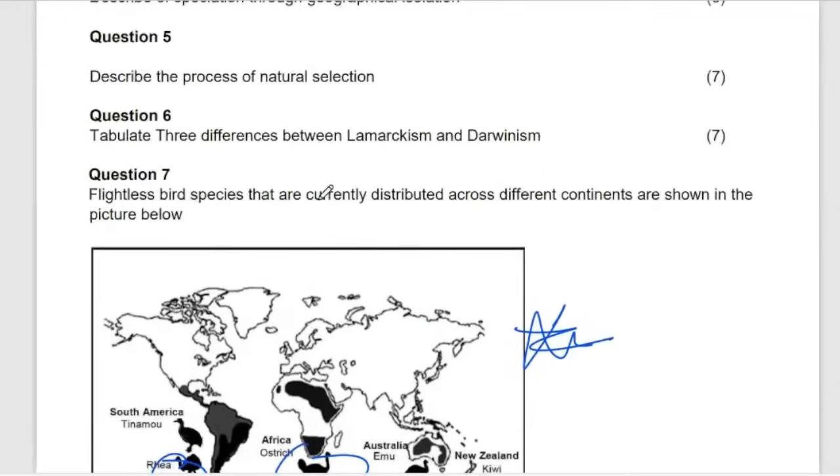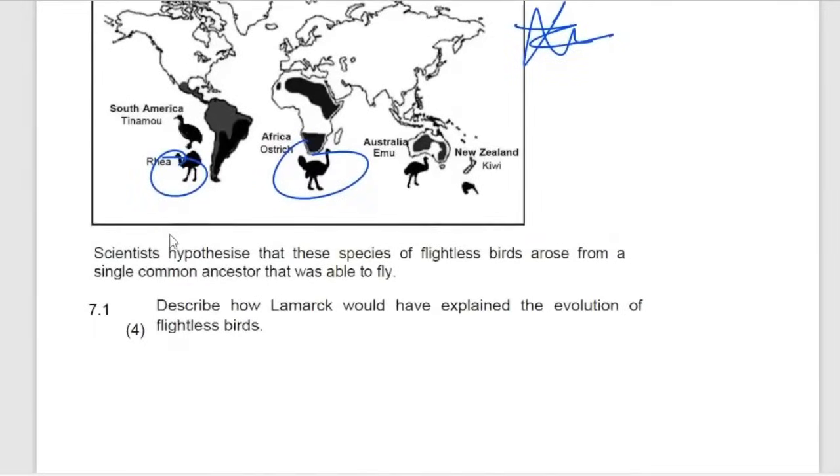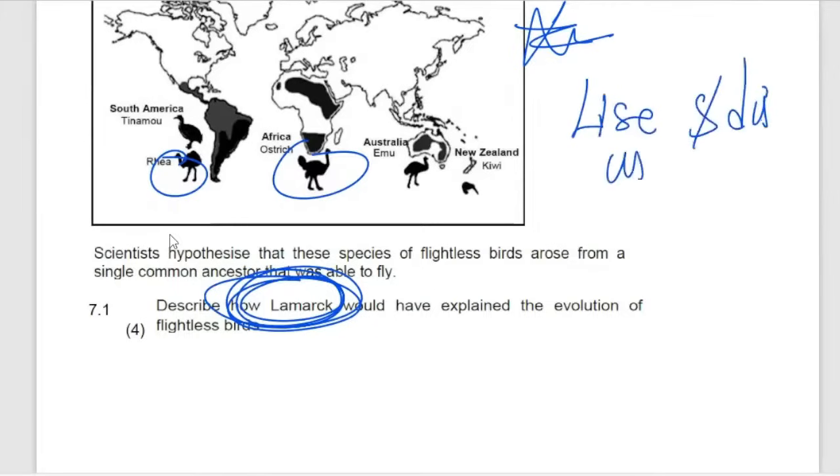The same flighted birds are currently distributed across different continents, and then the picture. So you see it. Now, whenever they ask you to use Lamarck's theory, you talk about 2 laws: number 1, the law of use and disuse; number 2, the law of inheritance of acquired characteristics. These 2 cannot be used at the same time, never. We'll either do the use or the disuse. So you have to pick one depending on what they have asked you.